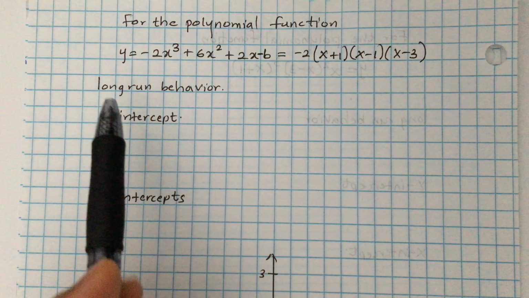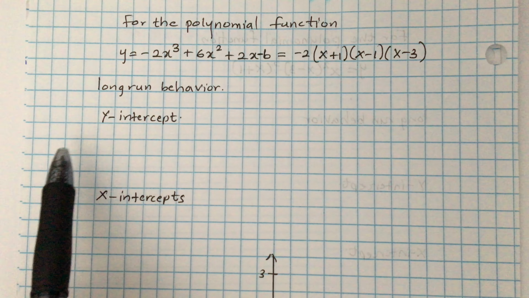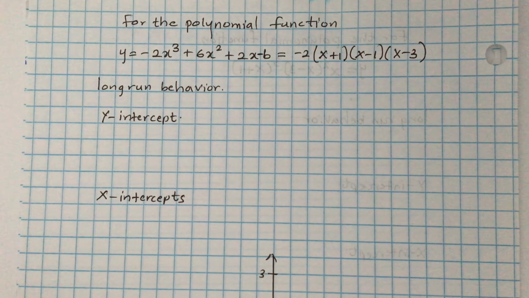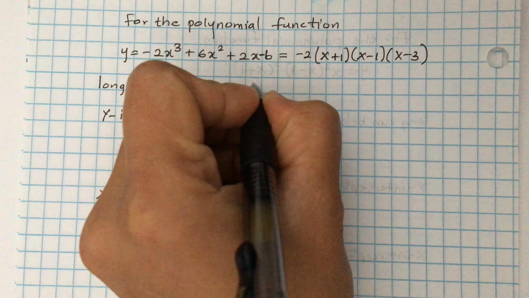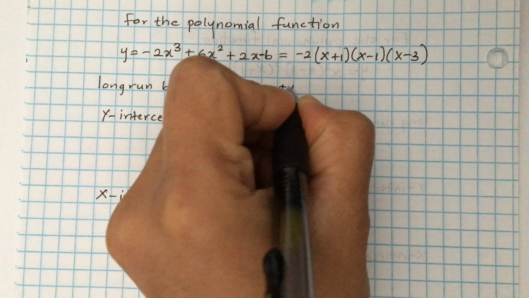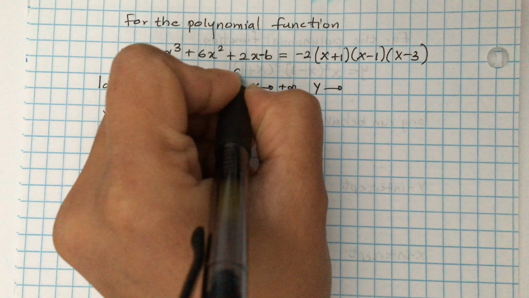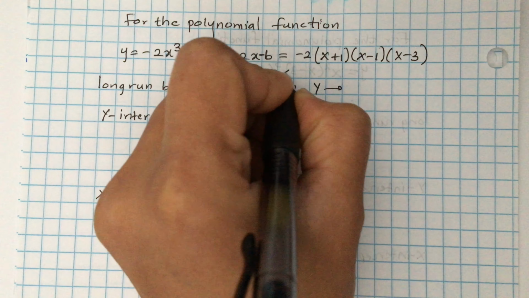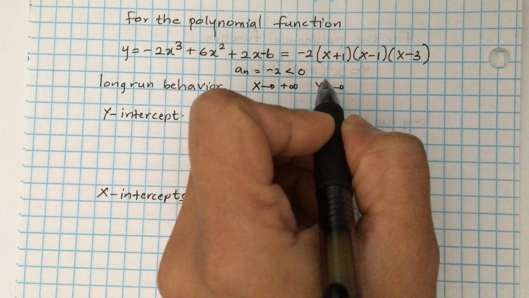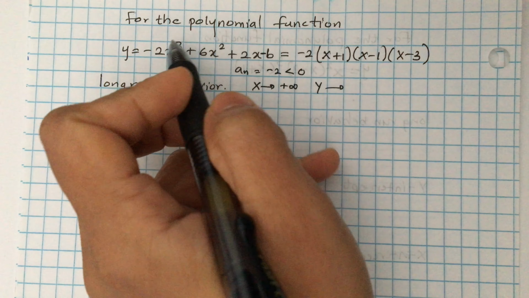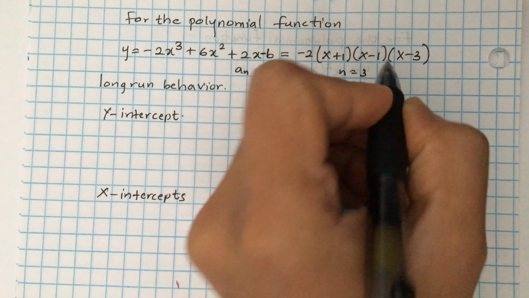Okay, let's see. To sketch the graph, you need to look at the long run behavior, y-intercept and x-intercepts. So let's look at the long run behavior. As x goes to positive infinity, y goes to what? In this case, as you can see, your a_n equals negative 2, which is negative, right? And also, the degree of this polynomial is 3. So n equals 3, degree is 3, and it is odd.